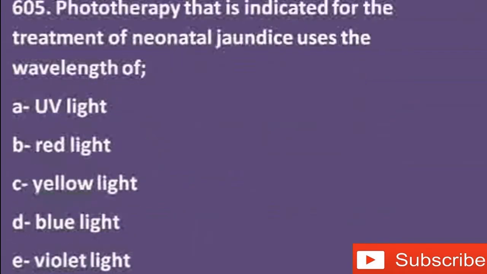Phototherapy that is indicated for the treatment of neonatal jaundice uses the wavelength of UV light, red light, yellow light, blue light and violet light. Actually in some cases the neonates, that is the newborns, develop jaundice. This condition is called neonatal jaundice and it can be treated with phototherapy. And in this phototherapy the wavelength used is actually that of blue light.